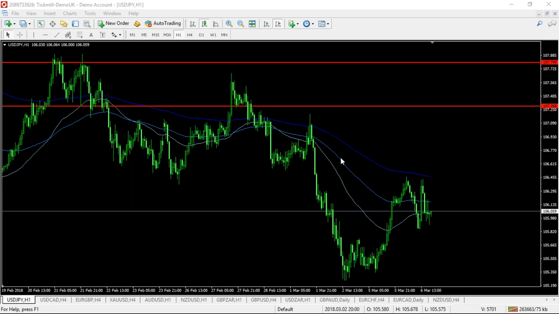And you see that the three lines here are pointing downwards, and they're not entangled or touching each other in any way. Okay, so you need them to be separated. The three of them, and you need the majority of candles to be under all the three lines, and then you can actually say that the bias is to the downside or the trend is bearish.